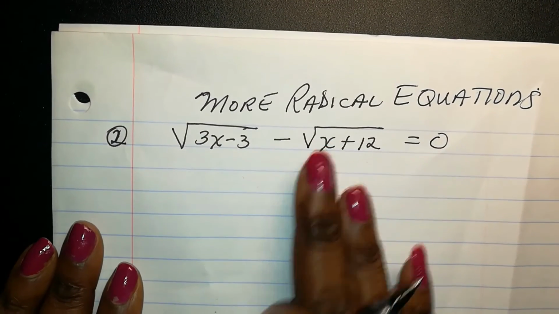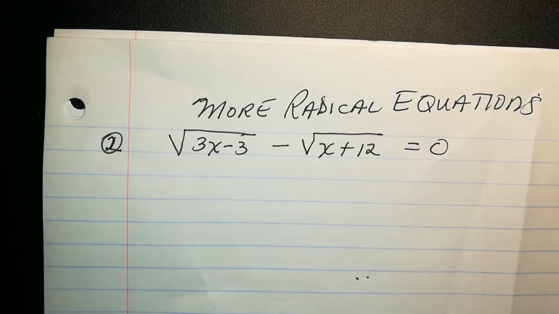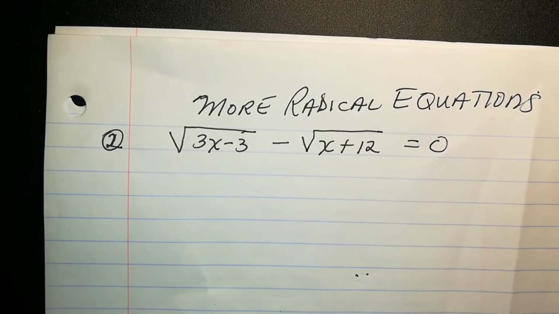We have two radicals on the same side. I'm asking you to tell me which radical you like better so that we can isolate it. Remember, you have to isolate one radical on one side of the equation. You cannot have these two on the same side. You have to isolate one. Isolate it. It makes it much easier.